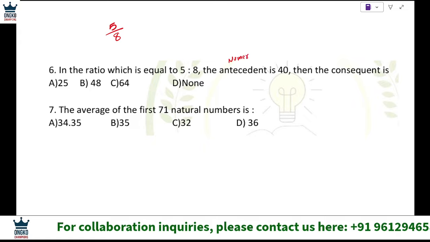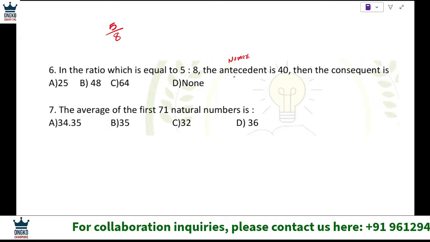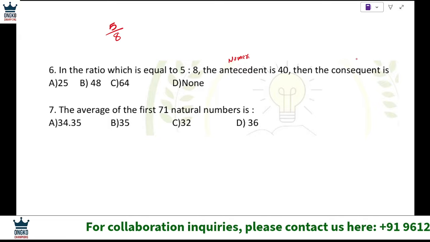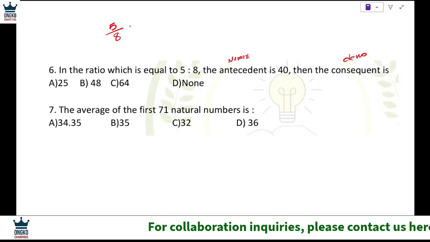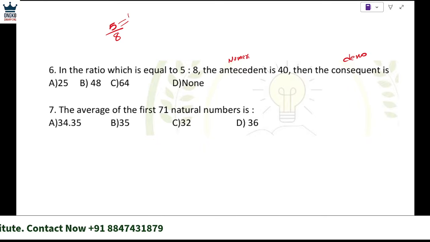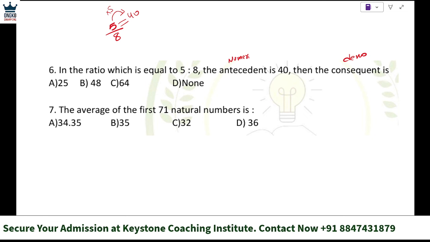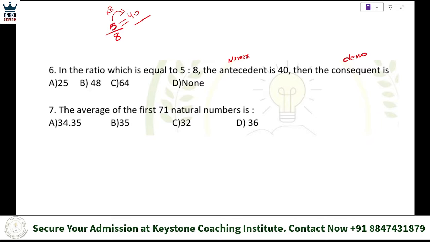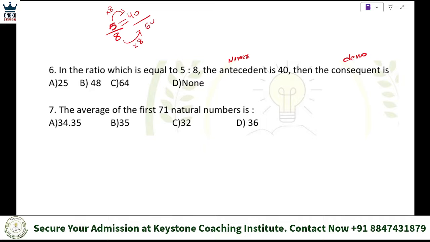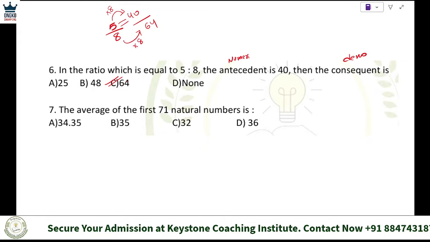So antecedent means numerator. Conjugate means denominator. So if this 5 is equal to 40, how much times? 5 eight times is 40. That means multiply the denominator also by 8. So 8 times 8 is 64. So the answer is 64. So it was easy.